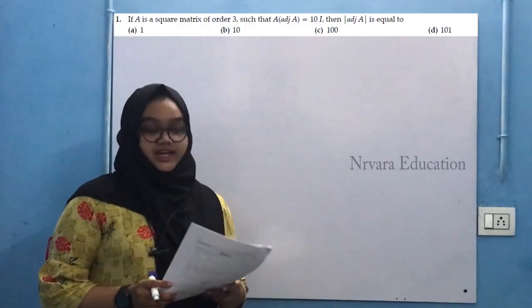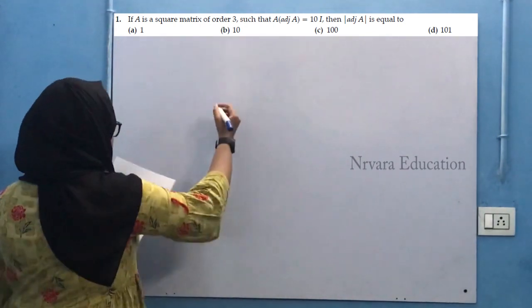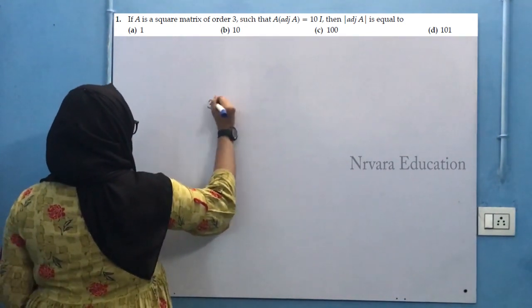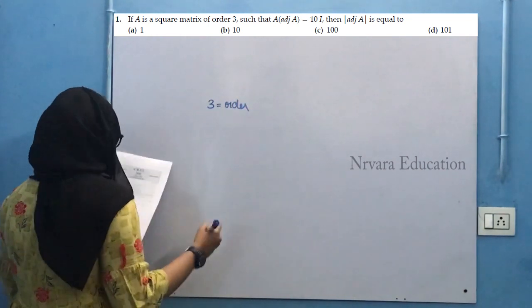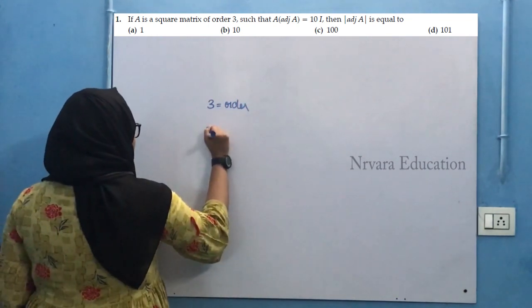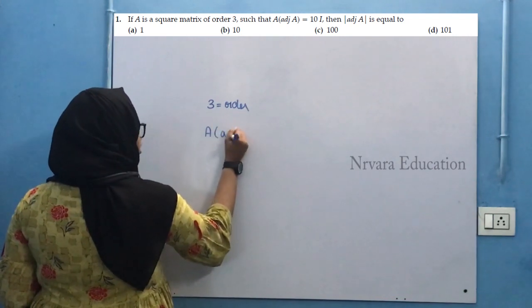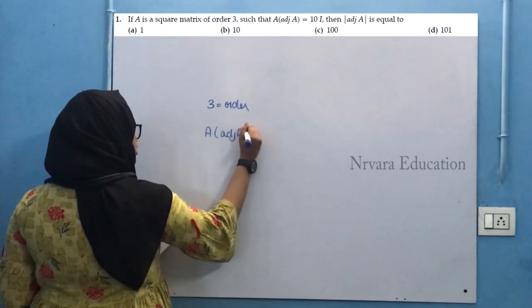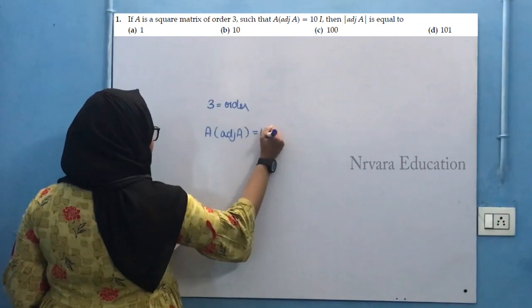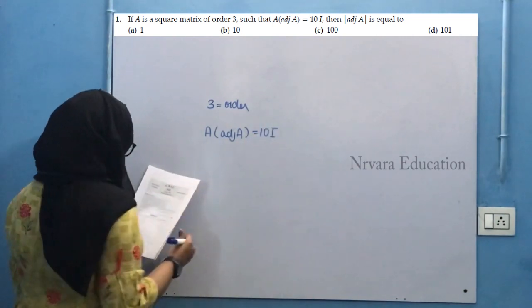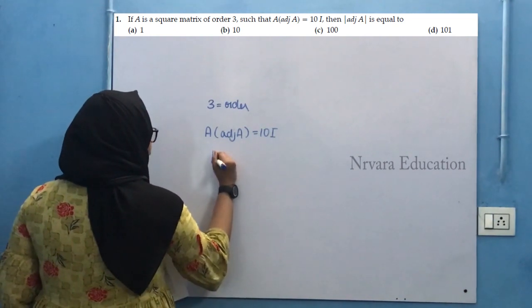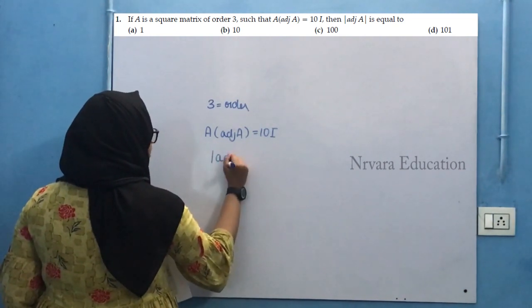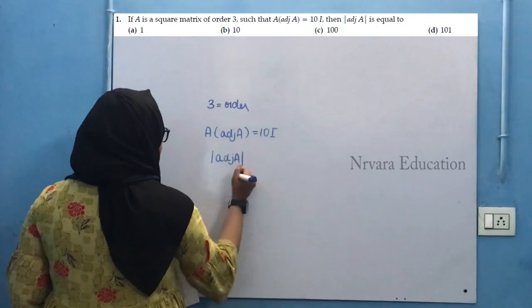Question: it's given that A is a square matrix of order 3. So our order is 3. Now it's given that A into adjoint of A equals 10 into I. And they've asked us to find the value of determinant of adjoint of A.